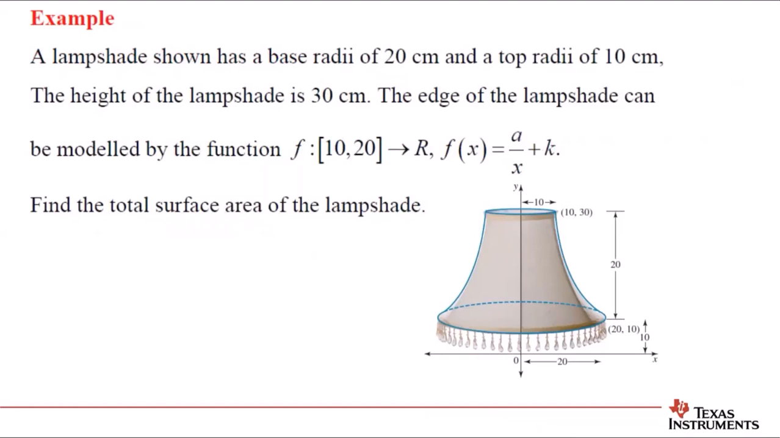The total height of the lampshade is 20, and we're modeling that edge of the lampshade as a function between 10 and 20 of a hyperbola. f(x) is a over x plus k. And presuming, of course, the dimensions are in centimeters, let's try to find the total surface area of that lampshade.